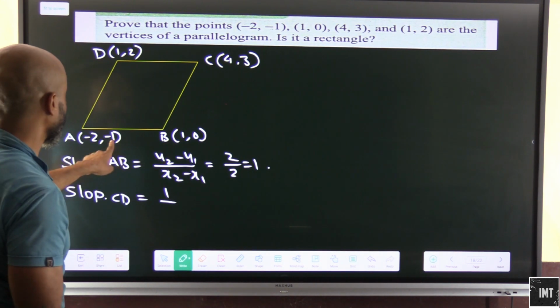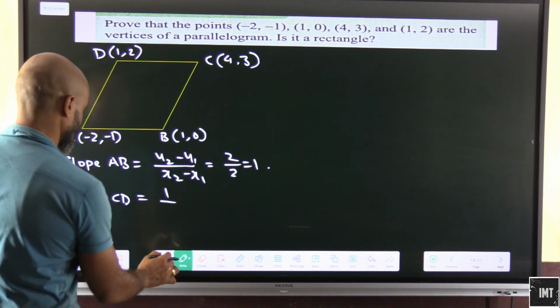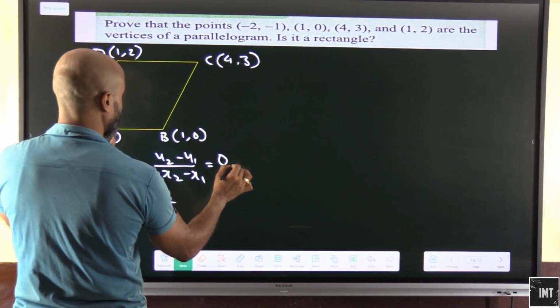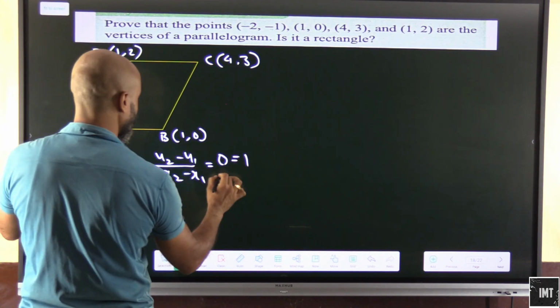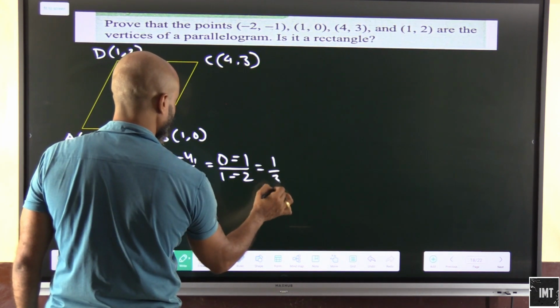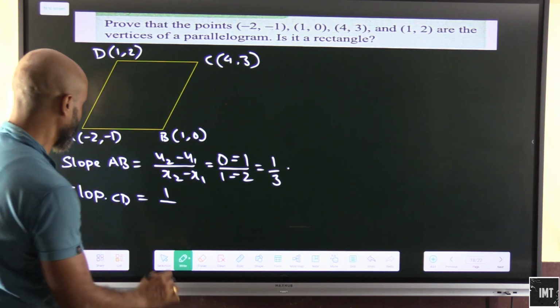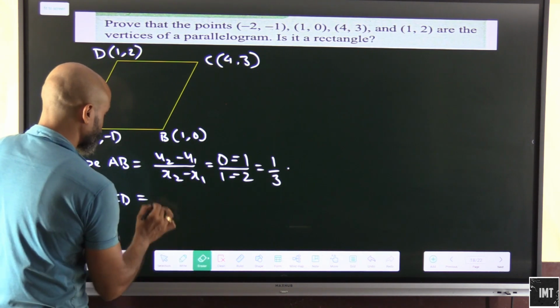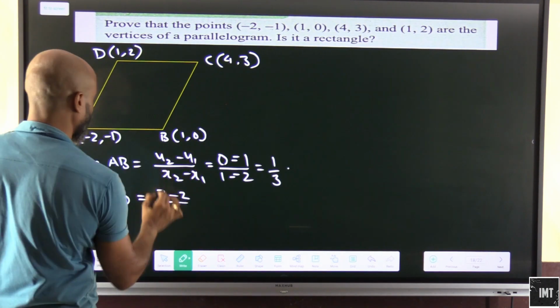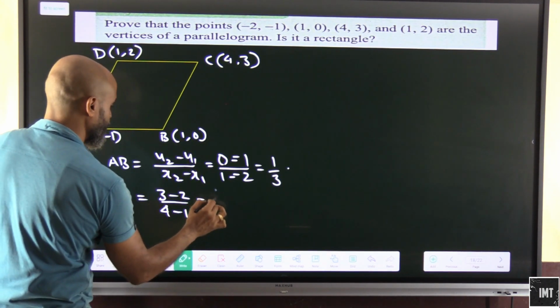Some mistake. 0 minus minus 1. There is the mistake. Okay. So this will be 0 minus minus 1, and this will be 1 minus minus 2. So that gives us 1 by 3. Here slope of CD will be 3 minus 2, 3 minus 2, and 4 minus 1. So that will be 1 by 3.